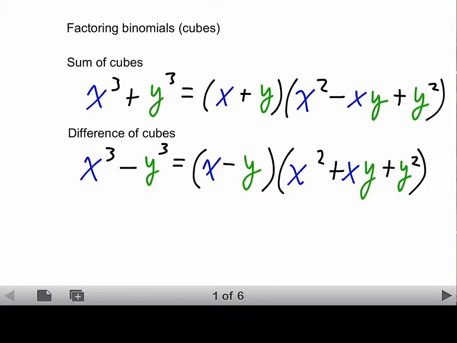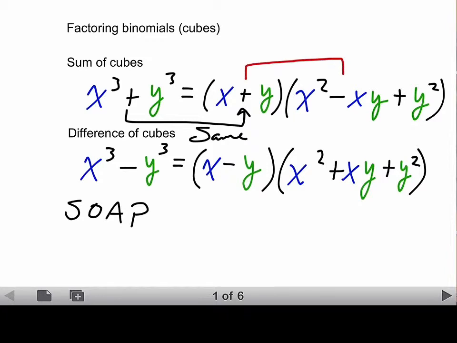This can be generalized using an acronym SOAP. And I'll show you what I mean by that. Let's consider the sum of cubes. For the sum of cubes, x cubed plus y cubed, in the first set of parentheses, the sign matches. It's a plus. And so this is the same sign. For the second set of parentheses, the sign between x plus y switches. This is the opposite sign. And finally at the end, the plus y squared is always positive.